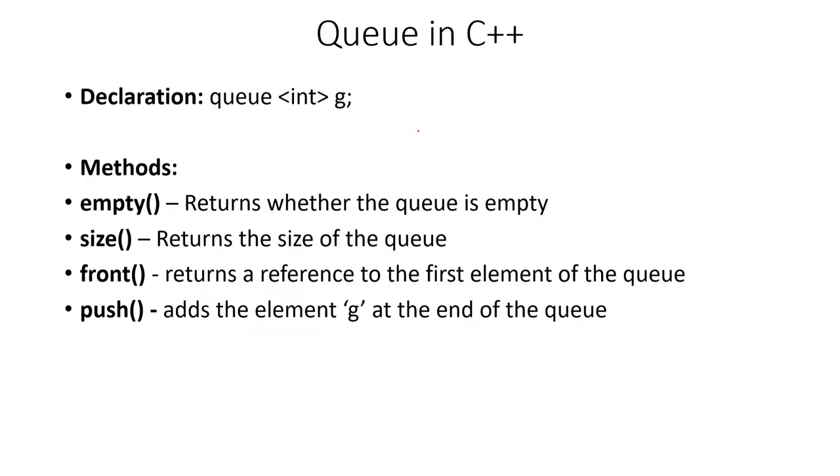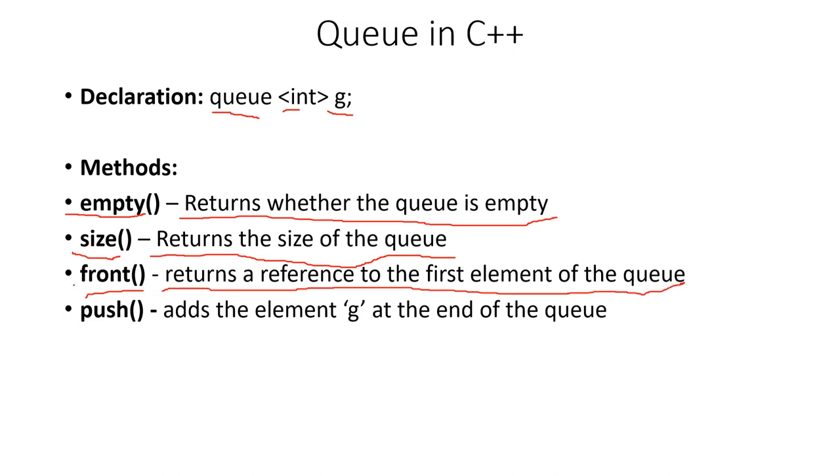So here is the queue in C++. You just define the queue as a type of integer and call it g, and it has four main methods. First one is empty, which returns whether the queue is empty or not. Size just returns the size of the queue as an integer. Then front returns a reference to the first element of the queue, and push adds the element g at the end of the queue.